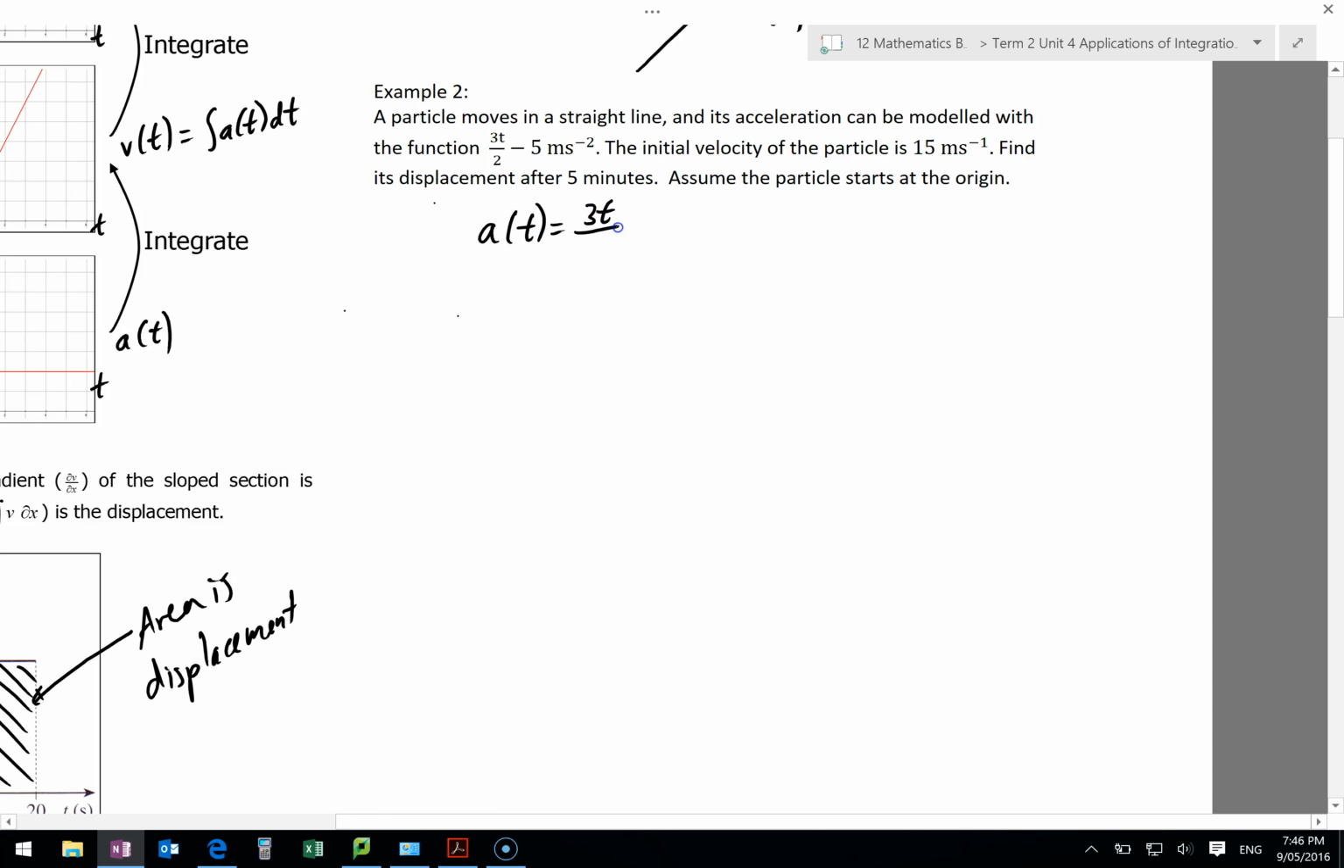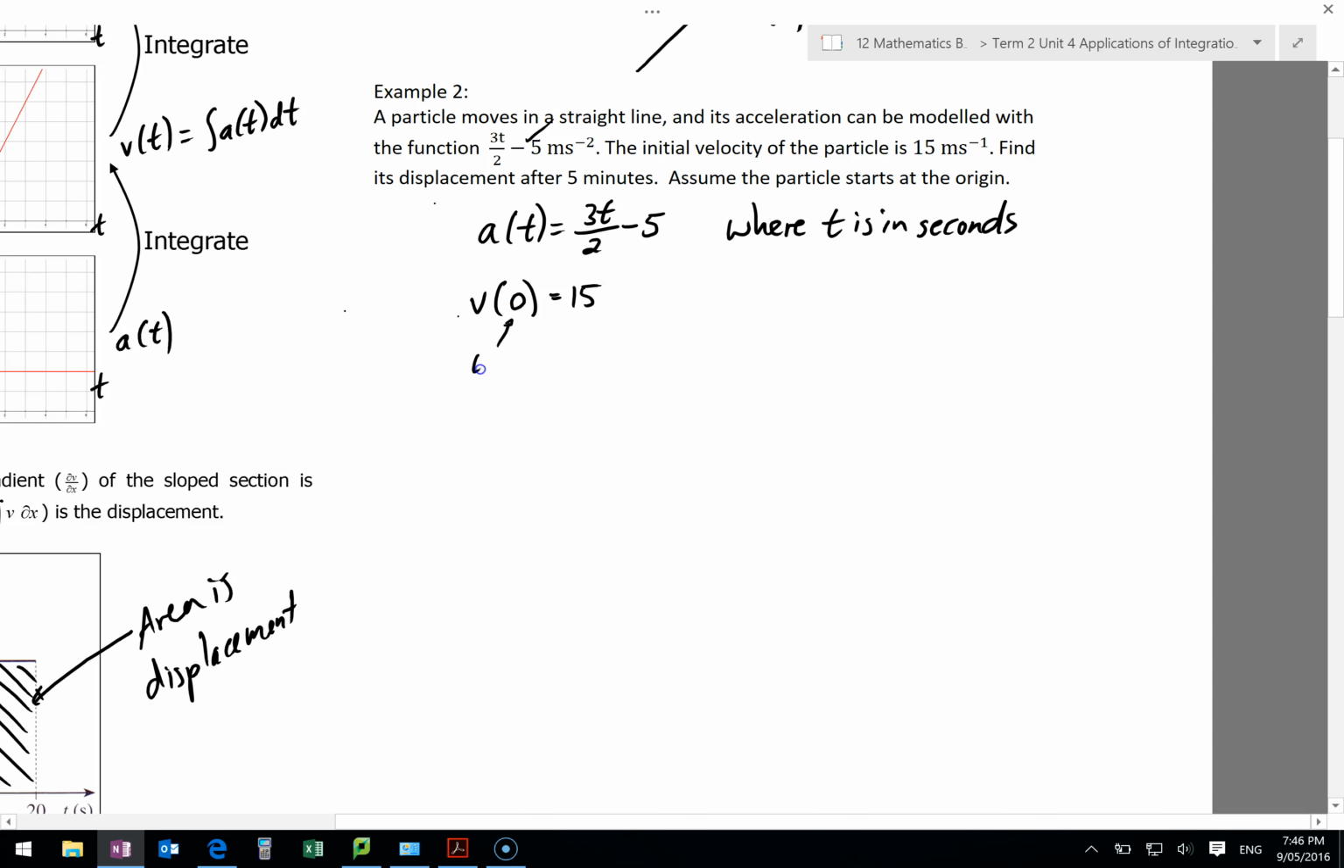Okay, and I'll just note where t is in seconds. How do I know it's in seconds? Because of the units of both of these, meters per second squared and meters per second. So I've used this piece of information. The initial velocity of the particle is 15 meters per second. So the initial velocity is 15.